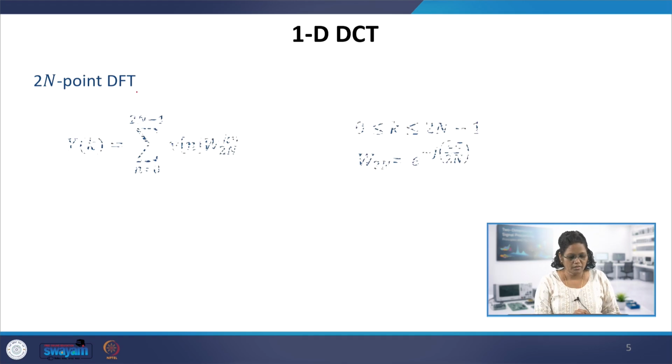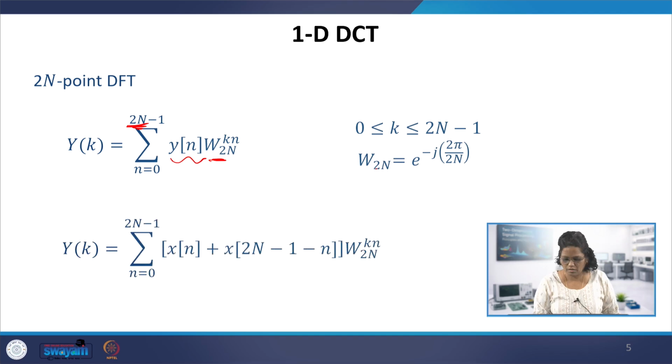So after obtaining these 2N samples of y[n], we compute the DFT of y[n]. Here n is varying from 0 to 2N minus 1, not N minus 1 samples. So take the 2N-sample DFT, that is W suffix 2N to the kn. We have here W_N is e^(-j2π/N), so this 2 represents W suffix 2N.